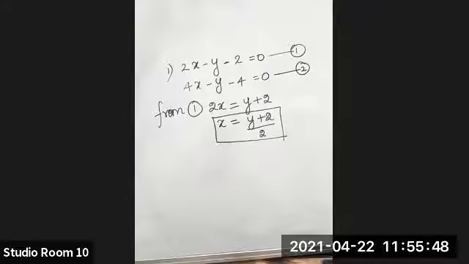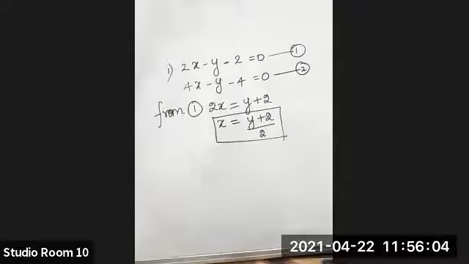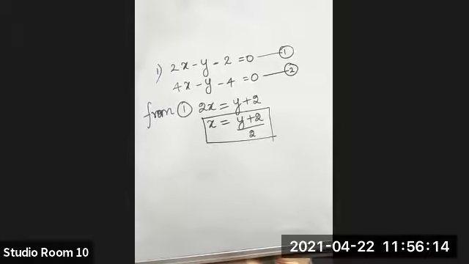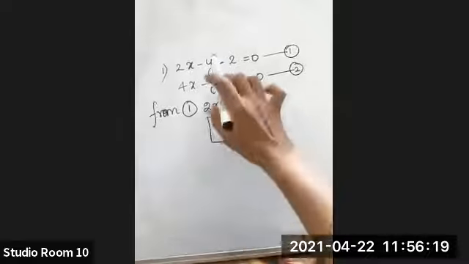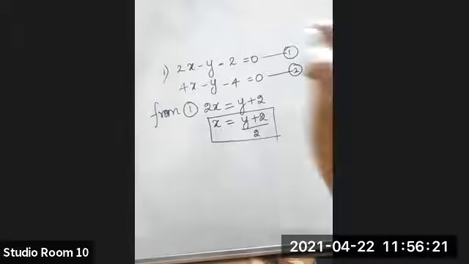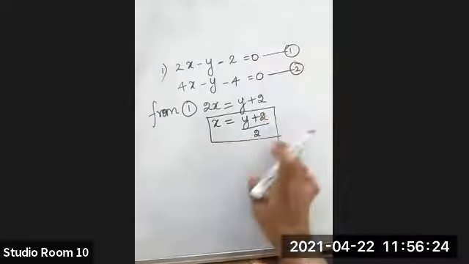From the first equation, what are you doing? The first equation is 2x minus y minus 2 is 0. From there, we are finding x in terms of y. 2x is equal to y plus 2. Therefore, what is x? y plus 2 by 2. We are finding x in terms of y from the first equation only.